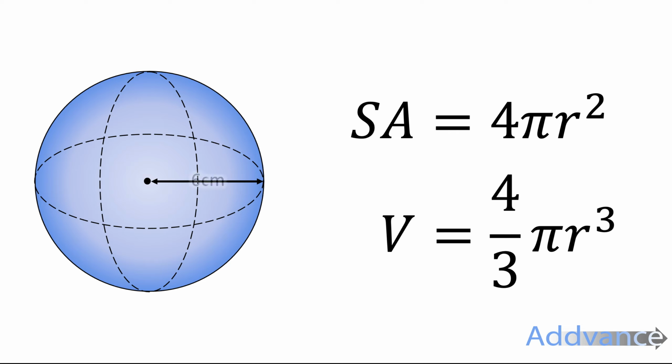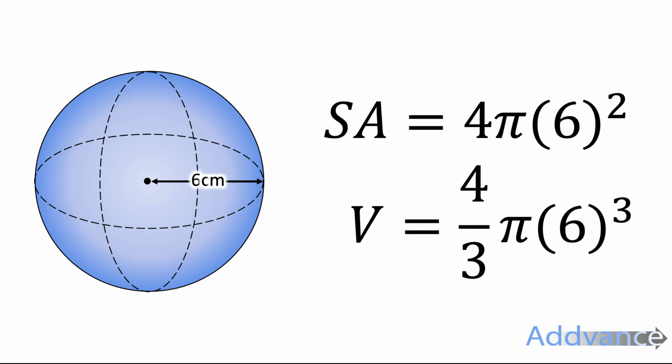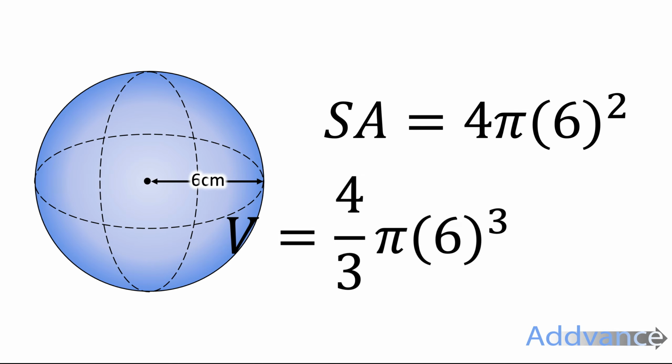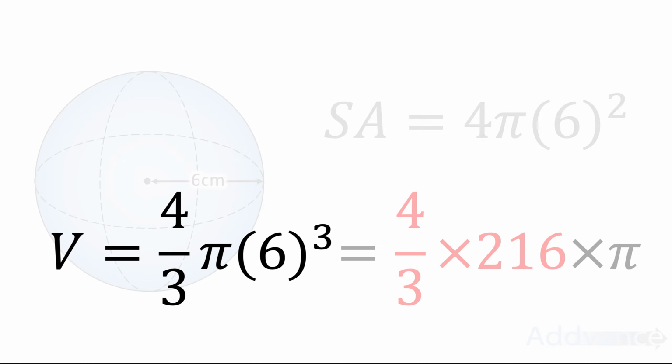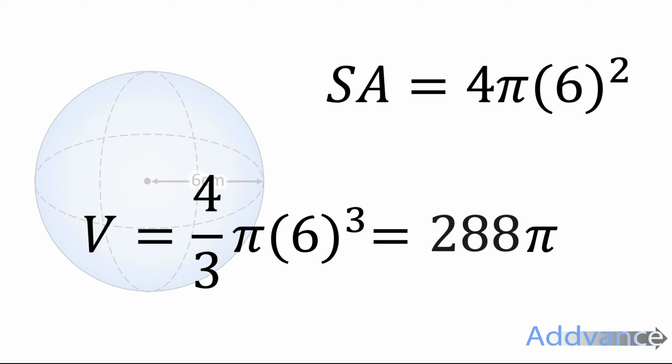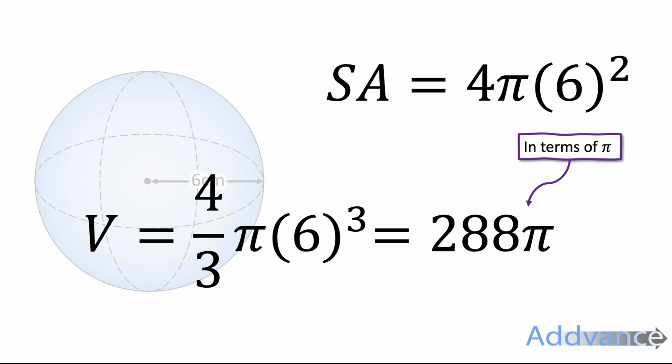So let's look at an example with the radius being 6 centimeters. I'm going to substitute 6 in as the radius, like this. Okay, and we're going to do this calculation: 4/3 pi times 6 cubed. 6 cubed is 216, so it's 4/3 times 216 times pi. And 4/3 times 216 is 288, times pi. And sometimes in exams you will be asked to write this in terms of pi, where it's just a number times pi, 288 times pi.